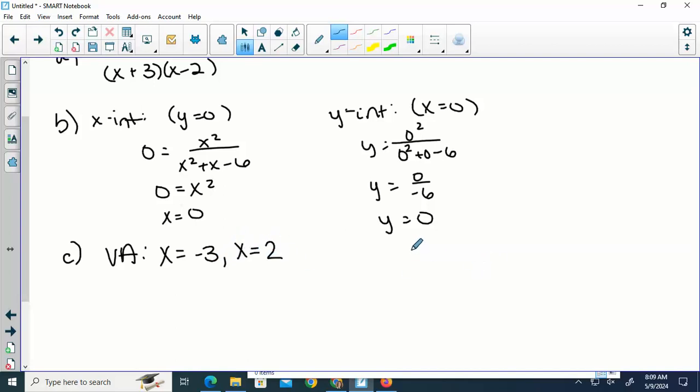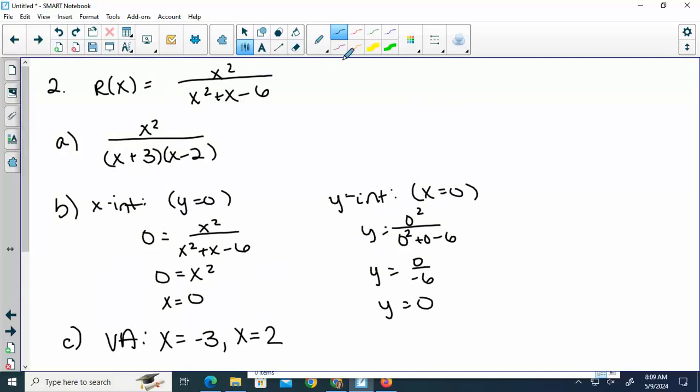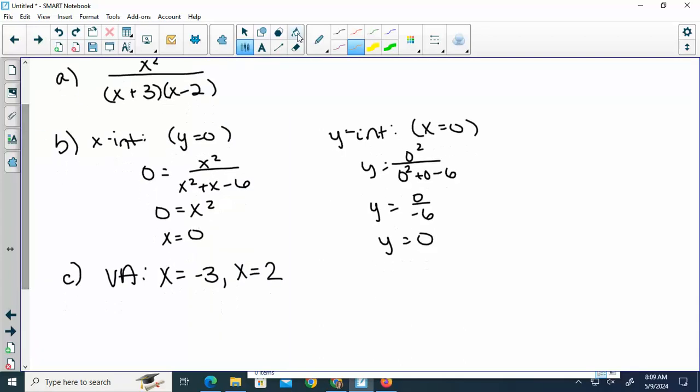All right, and then we have either horizontal or oblique. You can't have both. To decide, we go back to the original and we look at our degree. What was the degree of the top? 2. And the bottom? 2. If it's the same degree on top and bottom, how do we get it? It's a horizontal, you divide your leading coefficients. So 1x squared over 1x squared would just be 1. So this has a horizontal, y equals 1.